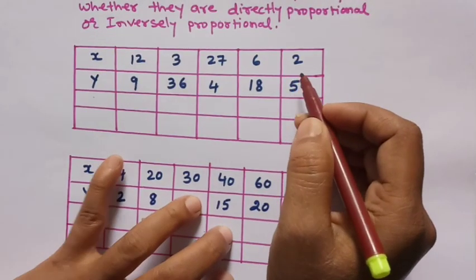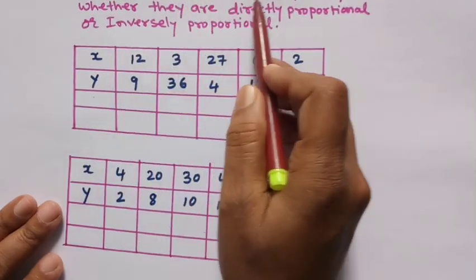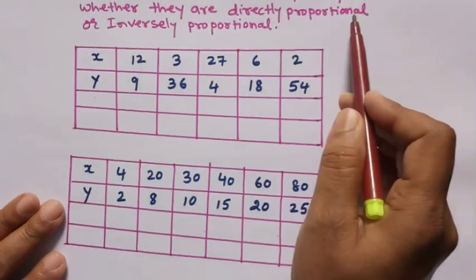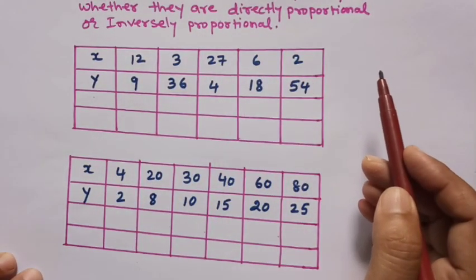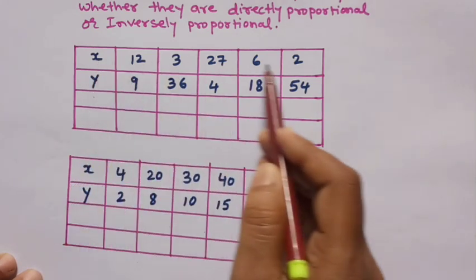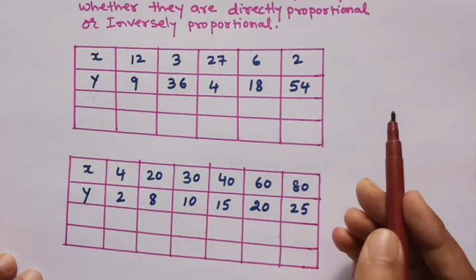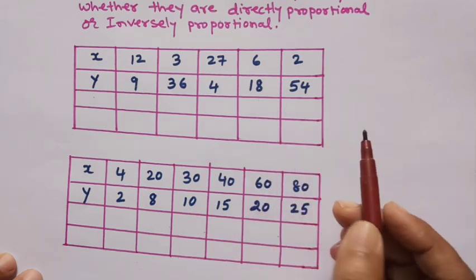Dear children, let us see this question. Determine from the values of x and y whether they are directly proportional or inversely proportional. Now see, this is the row of x and this is the row of y, and you can see the values of x and y in an array here.